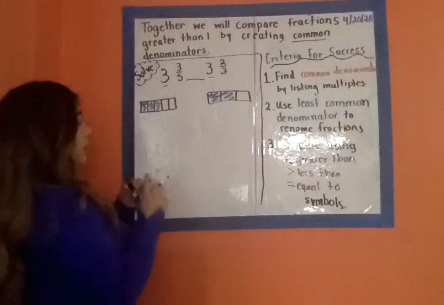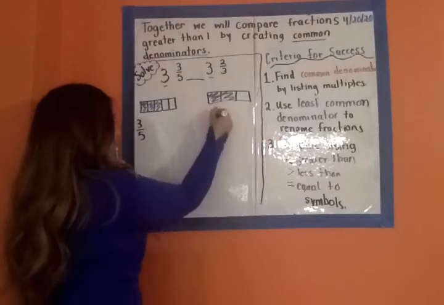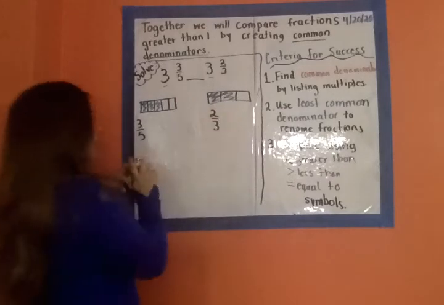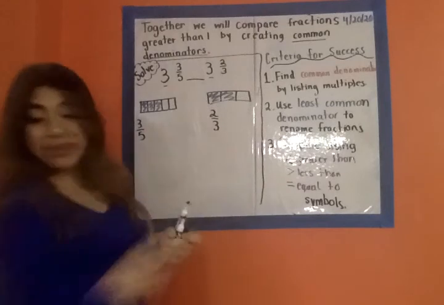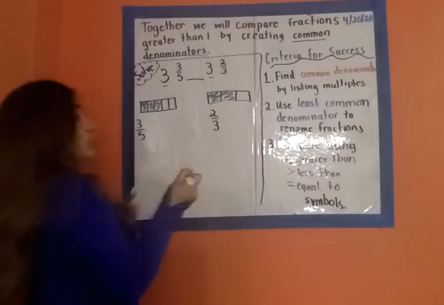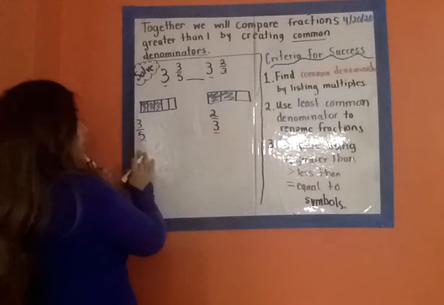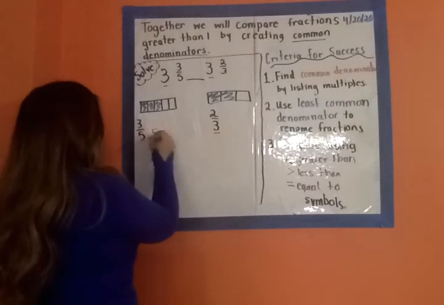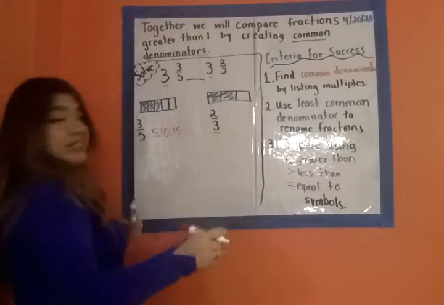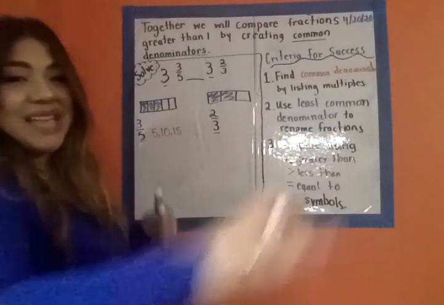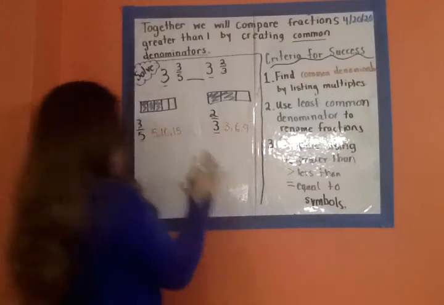I'm going to start with 3/5 on this side and 2/3 on this side. Okay? Now notice that we said we first want to list our multiples. And we're going to do so by thinking of what this looks like using the denominator and skip counting, right? So we have 5, we have 3. Let's start with 5. Let's skip count. I have 5, 10, 15. Okay, you're going to do the same thing for 3. Go ahead, say it with me. 3, 6, 9. All right, let's stop right here.